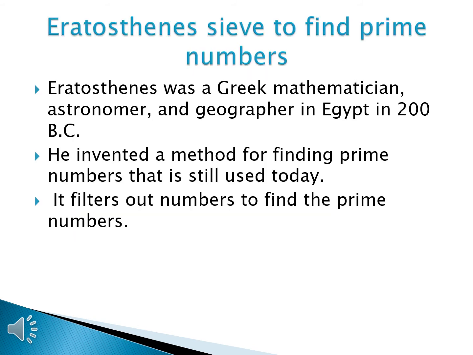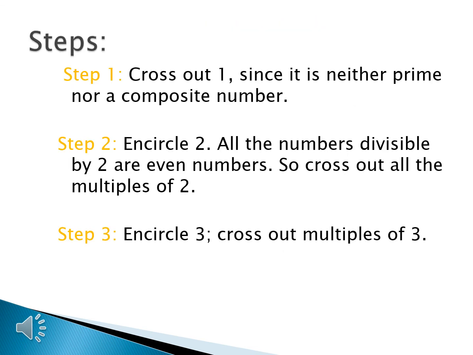Now let's get to know about the mathematician Eratosthenes, who gave us a way to find the prime numbers. He was a Greek mathematician, astronomer and geographer in Egypt in 200 BC. He invented a method for finding prime numbers that is still used today. It filters out numbers to find the prime numbers.